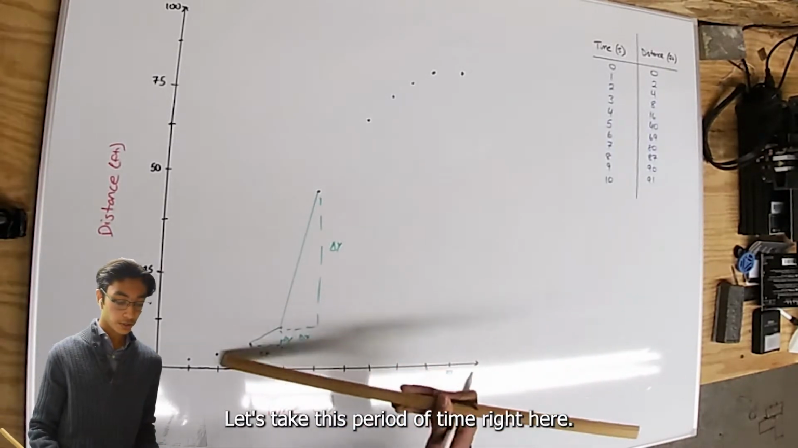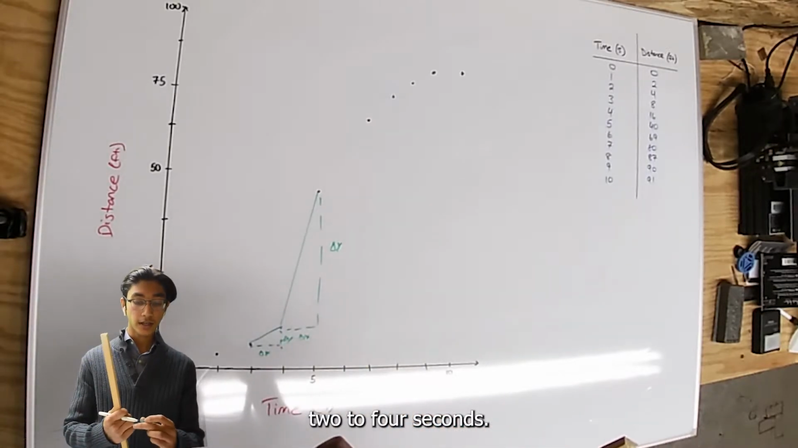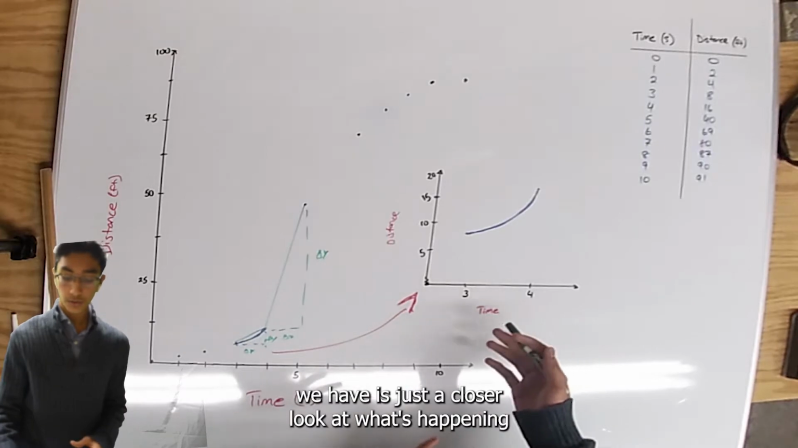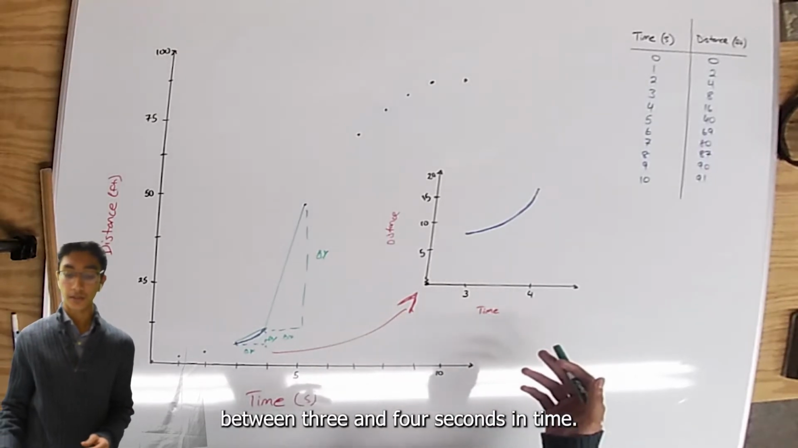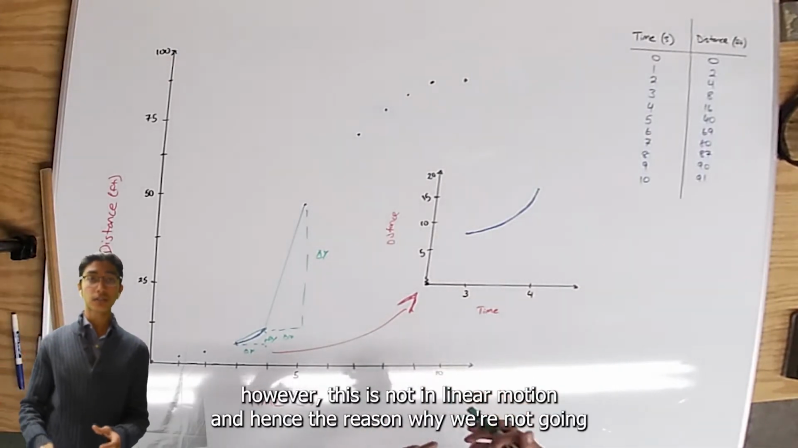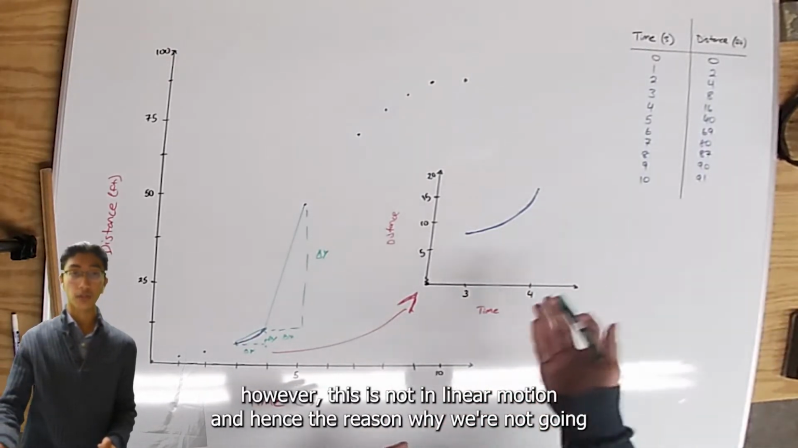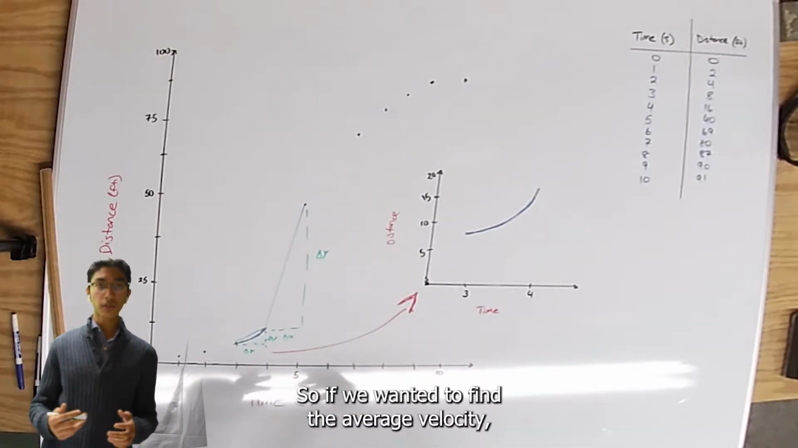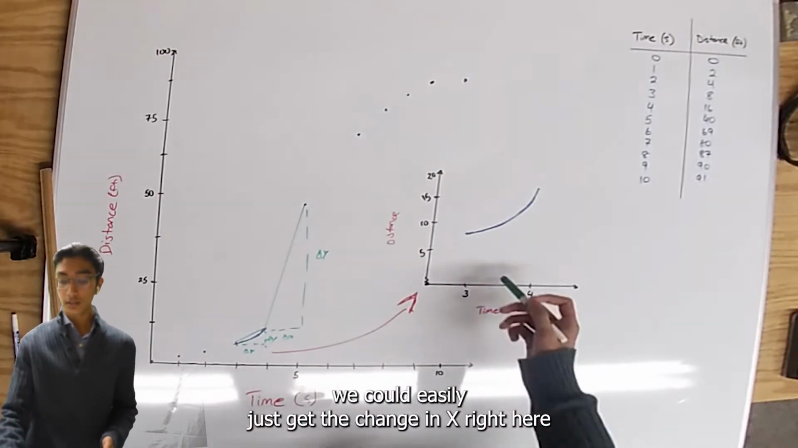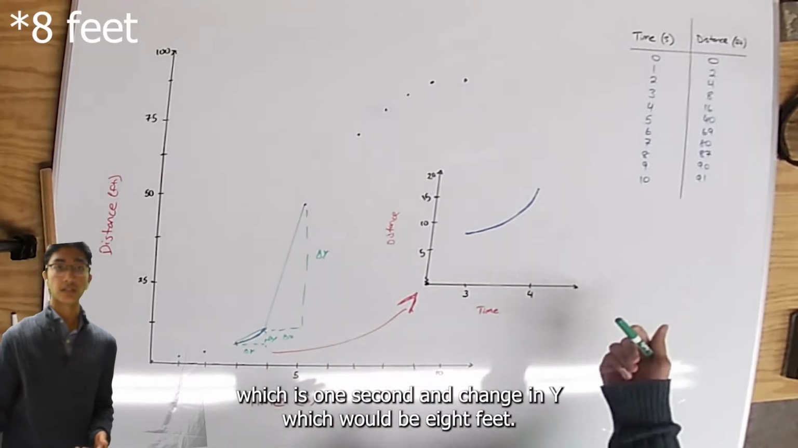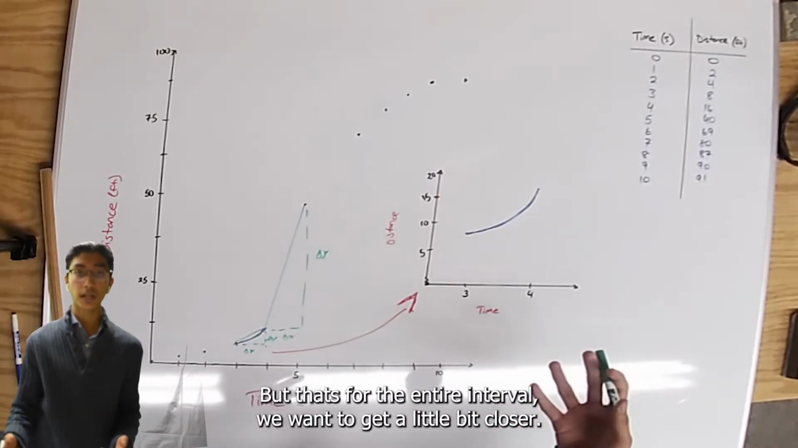Let's take this period of time right here, 3 to 4 seconds, and let's take a closer look at it. Alright, so right here what we have is just a closer look at what's happening between 3 and 4 seconds in time. We see we're going from 8 feet from the start all the way to 16. However, this is not a linear motion, and hence the reason why we're not going at the same speed as is shown in the graph. So if we wanted to find the average velocity, we could easily just get the change in x right here, which is 1 second, and change in y, which would be 8 seconds. Easy enough, but that's for the entire interval.